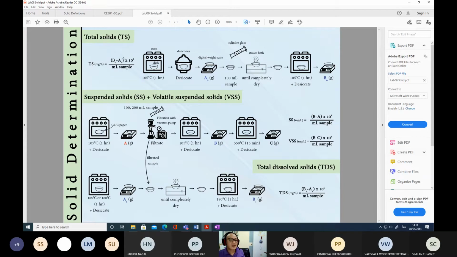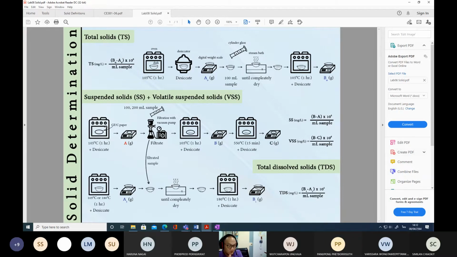And then for the suspended solids, volatile solids, and also the fixed solids, we can find them by using filtration techniques. For this, we use glass fiber paper, not the dish. We use just the filter paper, GFC paper. Before doing so, we have to bring them to the same baseline. The same baseline means everything must be kept under zero moisture conditions, so no humidity will influence the weight of whatever we are dealing with.